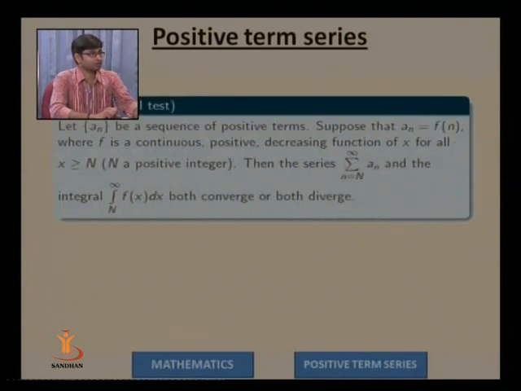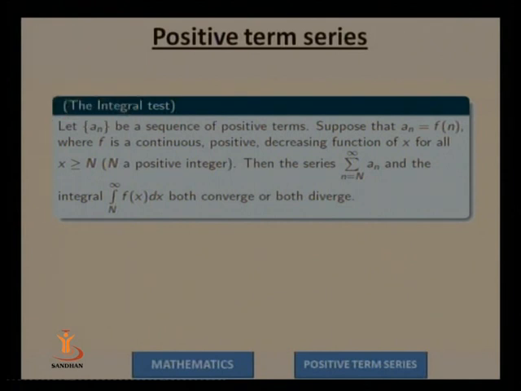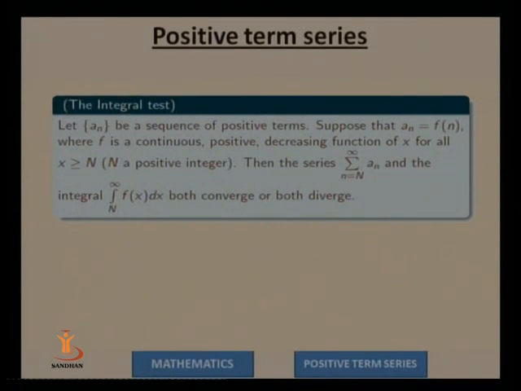Now let us start with the first test, that is the integral test for positive term series. That test says: let us consider a_n as a sequence of positive terms, that means the summation of a_n is a positive term series. Now a_n can be written as a function of n. If that function is continuous, positive and decreasing for all x greater than or equal to some positive integer N, then the series from n equals N to infinity of a_n and the integral from N to infinity of f(x) dx both converge or both diverge.